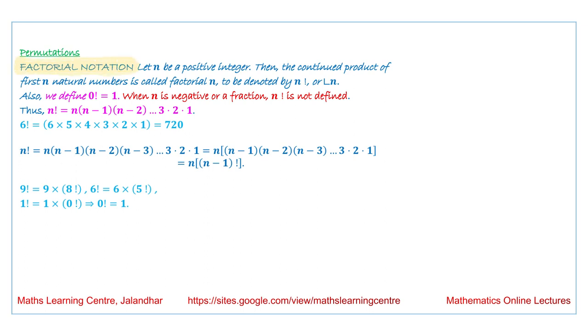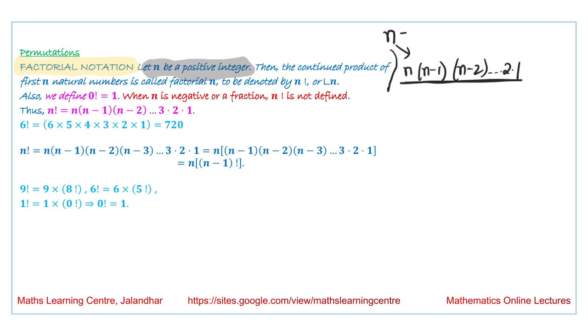Suppose we have any positive integer n. Corresponding to this integer, we are writing n into n minus 1 into n minus 2, so on up to 2 into 1. We are taking the continued product over here.